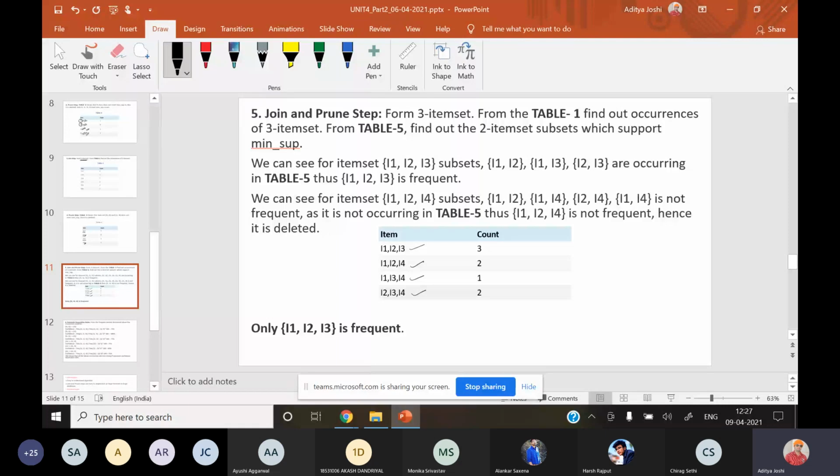Write only tables. Do not write the complete step. Just you have to create the table only. I will provide you this material, right?